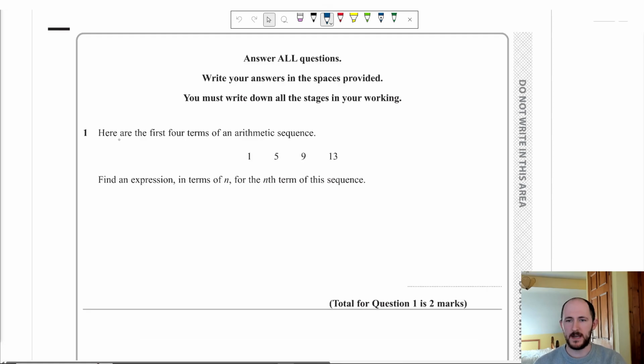So here we have question 1. Here are the first 4 terms of an arithmetic series. Find an expression in terms of n for the nth term of the sequence. The way I do this is I write out this series, and all I do is I write out the difference. So 5 minus 1, it adds 4, add 4, and add 4. So it's adding 4 every single time. That means we're going to write 4n.